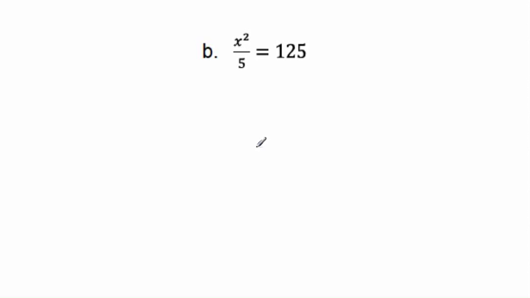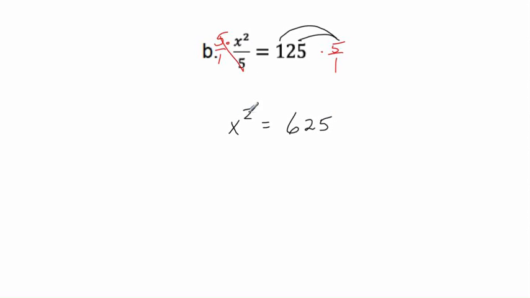x squared divided by 5 equals 125. So we're dividing by 5, so we're going to multiply by 5 on both sides. 5 on top, 5 on the bottom will cancel. So I'm left with x squared equals 5 times 125. Well, 5 times 100 is 500. And 5 times 25 is 125. So that together makes 625.